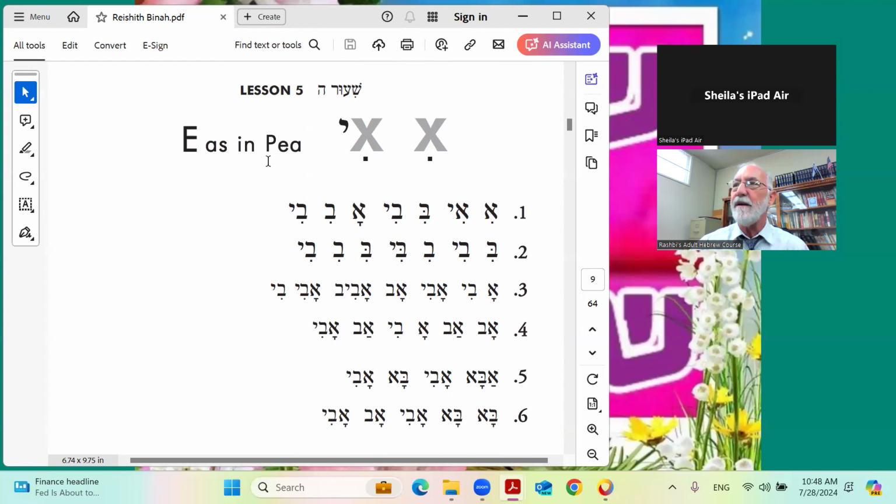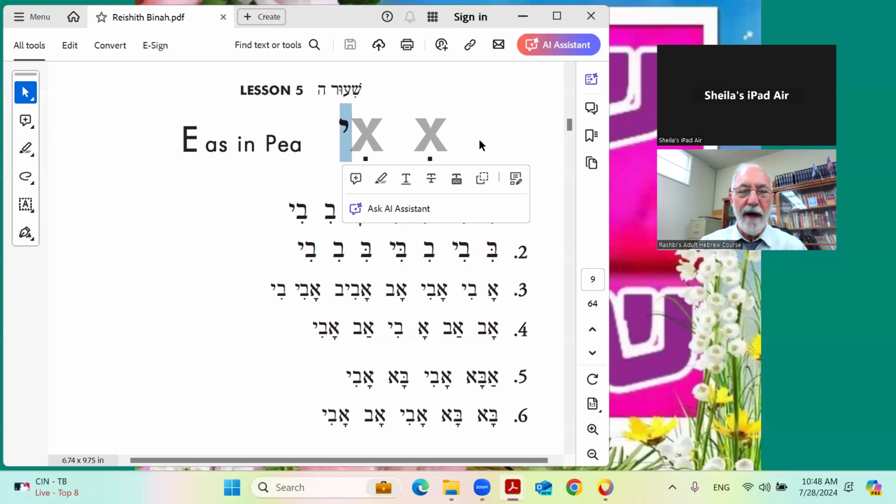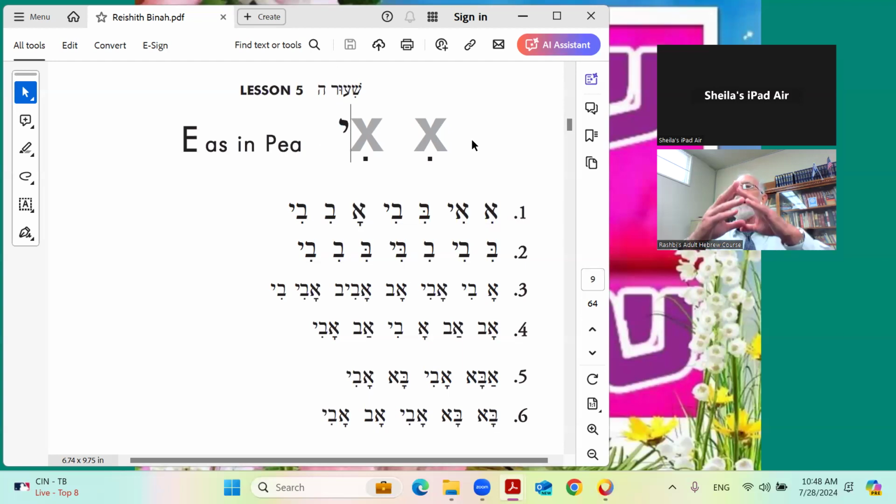Okay. So again, we got these little X's, which is like a placeholder, like in math. And this is an E. So this little dot, which is called a chirik, is an E. Now, we're not going to really focus on this letter, this yud, until later on. But why is it here? Well, it's like our Y, and it kind of elongates the sound a little bit.